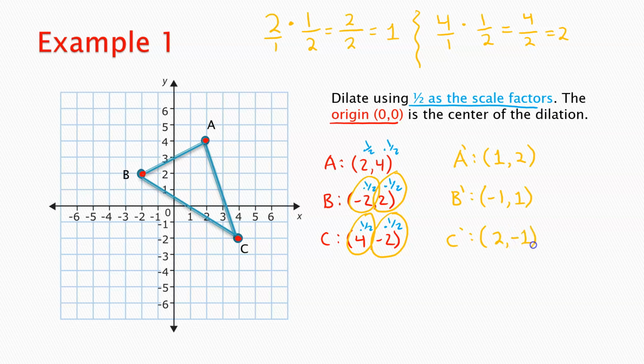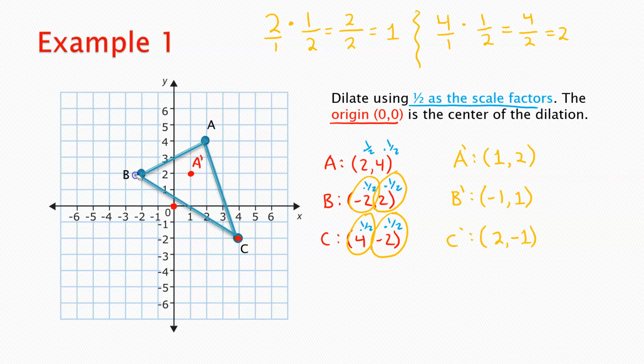So let's go through and plot those points. Because this is from the center and our scale factor was 1/2, it's shrinking, and I should see everything getting closer. Think of it like a black hole, pulling everything towards the center of our graph. So let me plot the first one, (1, 2): 1 to the right, up 2. That's my new A prime.